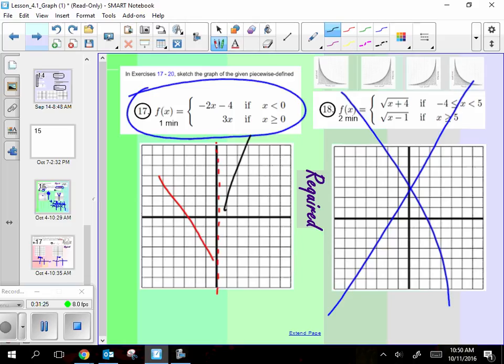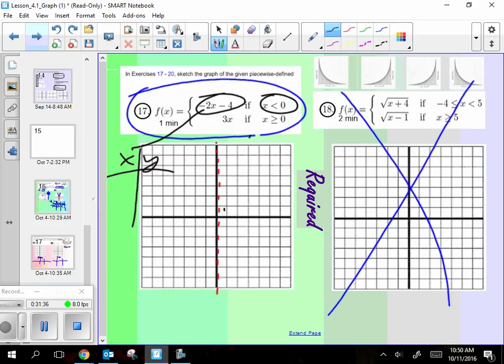XY chart's your best friend. Make an XY chart if you're like, I don't remember what that looks like. Then go make XY, stick in anything you want for X, find some points. But make sure your X's are less than 0 because that'll make a graph over here. Okay.